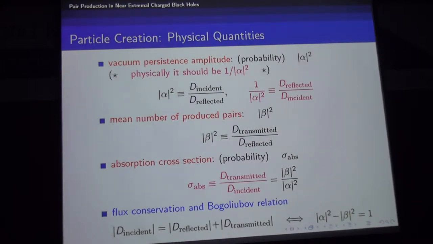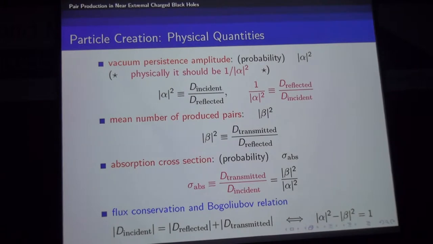The physical quantities related to the pair production: there are two quantities, alpha square and beta square. These are just the Bogoliubov coefficients. One is related to the vacuum persistence amplitude, and we can compute this from the incident flux divided by the reflected flux. This just tells us how the vacuum resists producing real particles. For example, if alpha equals 1, this means all the virtual particles completely reannihilate, and no real pair can be produced. And the other, beta square, obviously carries the information about the transmitted part.